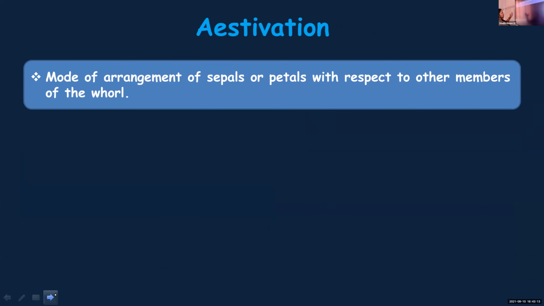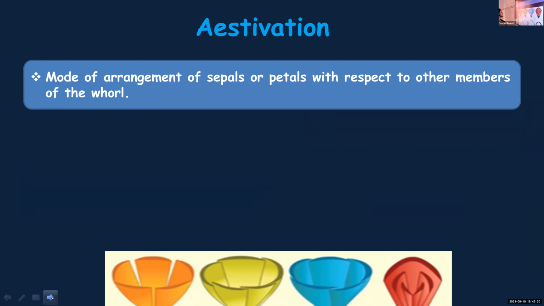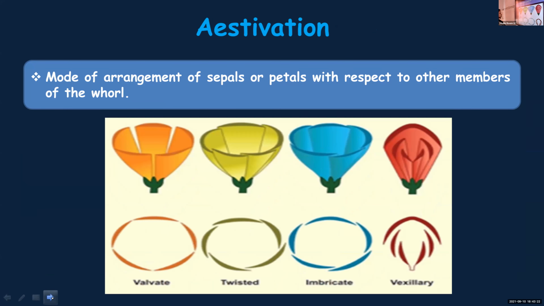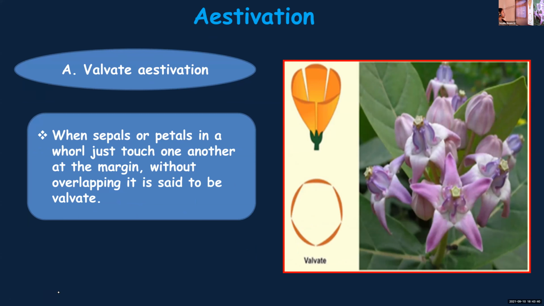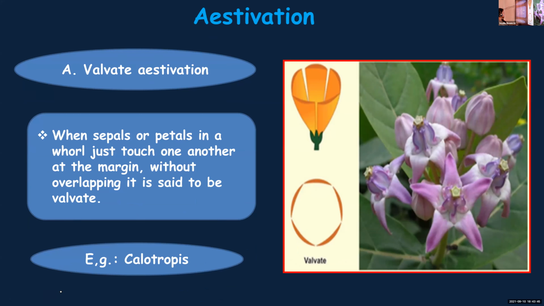We'll begin with the definition for aestivation. Mode of arrangement of sepals or petals with respect to other members of the whorl is known as aestivation. There are 4 types: valvate, twisted, imbricate, vexillary. In valvate, the floral appendages, petal or sepal, don't overlap. They just touch one another at the margin without overlapping. That is known as valvate aestivation.